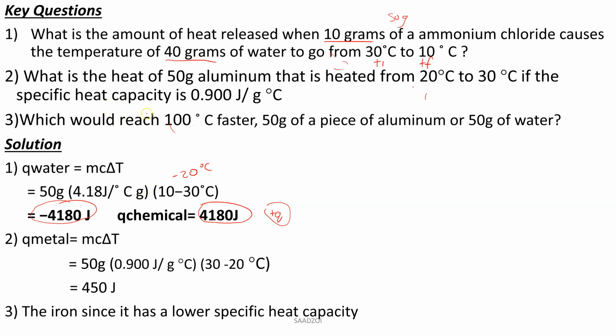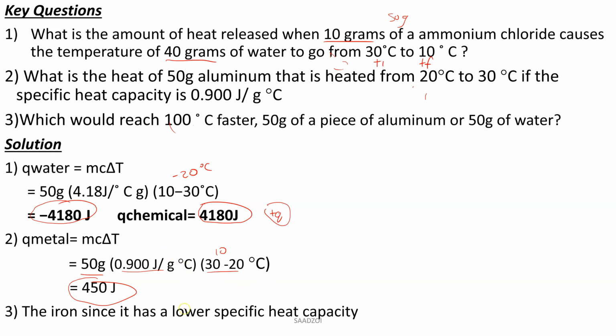This next question is, what is the heat of 50 grams of aluminum that is heated from 20 to 30? Notice the same mass for the metal as there was for the chemical and water together, just to show you the difference. Specific capacity of aluminum is 0.900. So same thing, we do Q of the chemical, there's no adding here, right? Just 50 grams times 0.9 times 30 minus 20, which is 10 degrees. So 450, no flipping of the sign. Why? We only flip the sign when it's a chemical and water. That's the only time. Please remember that.